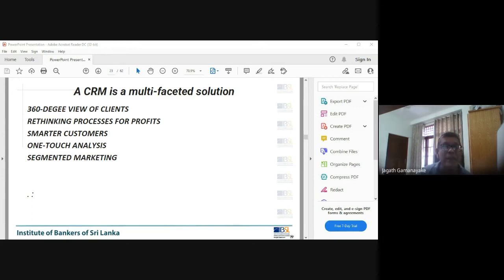And also one-touch analysis. So one-touch analysis means CRM tries to give everything to your customers. One-touch analysis, right? When you just press a button, then all the things the customers need, it tries to give you, right? Okay, then we talk about segmentation and marketing. So identify customers separately, right? And then try to give the best solution to the customers, because customers' needs and wants differ, right?